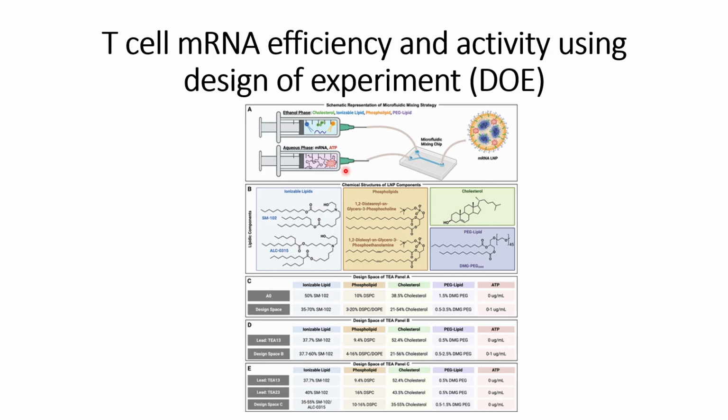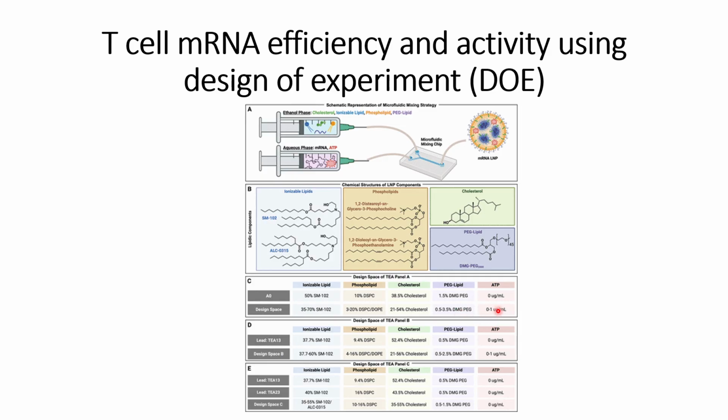The chemical structures of the lipid nanoparticle components are also shown in panel B, where they show what kind of ionizable lipids and phospholipid are used, and the structures for the cholesterol and the PEG-lipid are also shown here. Using this design of experiment, they are able to find the maxima and minima conditions of these two different panels shown here. They started with this A0 condition, and the final conditions they found are this design space, where they use the optimum compositions of the different components of LNPs.